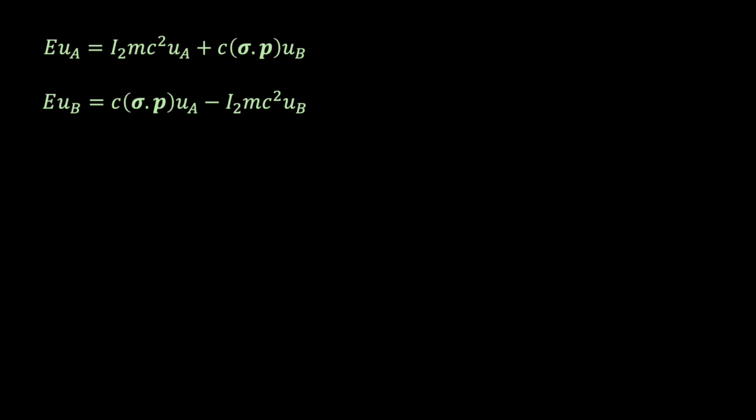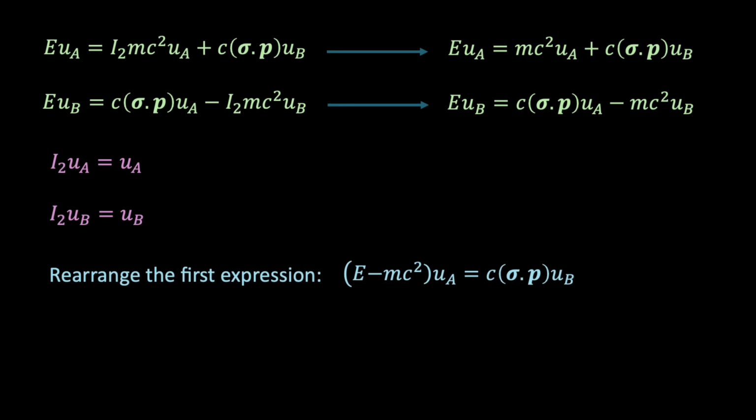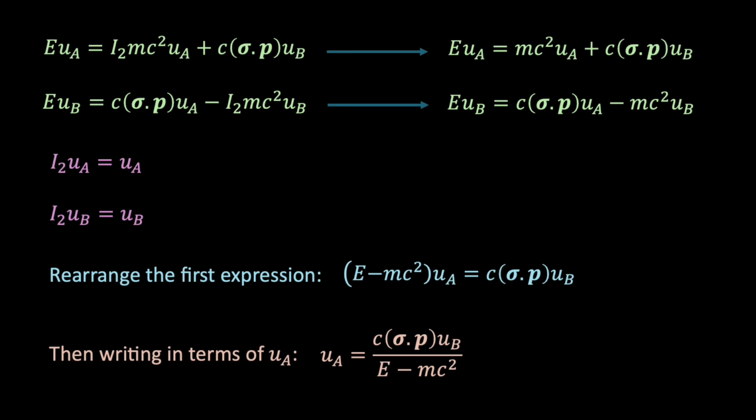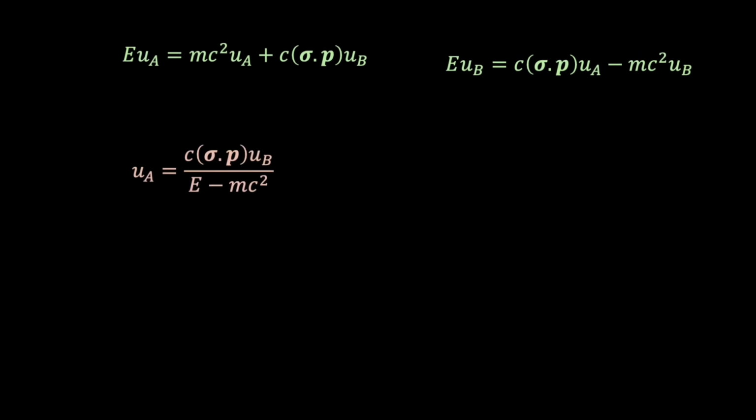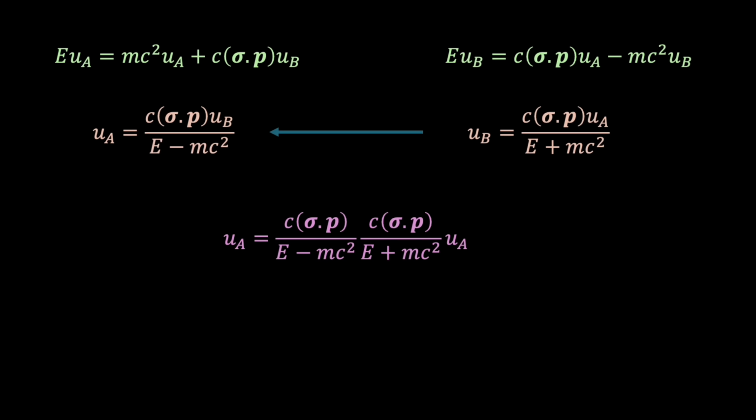Then, using the fact that the identity acting on u_A gives back u_A and acting on u_B gives back u_B, we can neaten up our 2 coupled equations, and then if we rearrange the first expression and make u_A the subject, we obtain a compact equation for u_A in terms of u_B. In a similar fashion, we can rearrange the second equation and make u_B the subject. And if we then sub this into the first equation, we find the following purple expression.